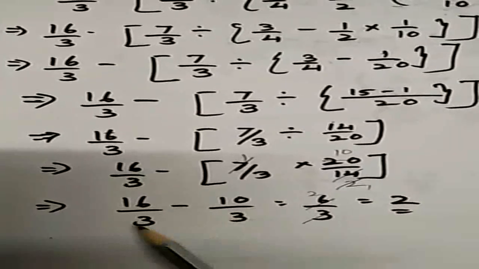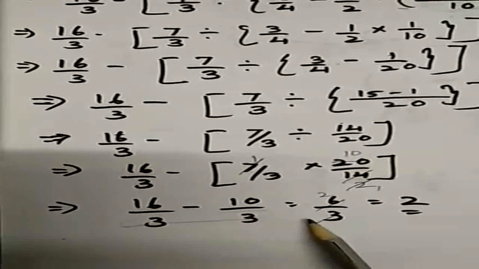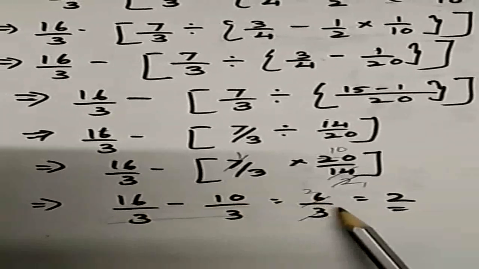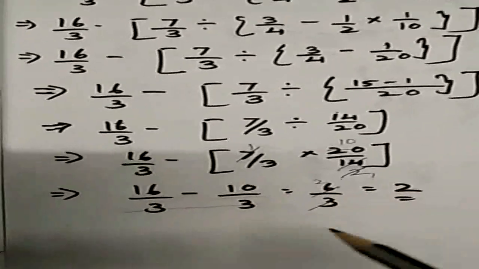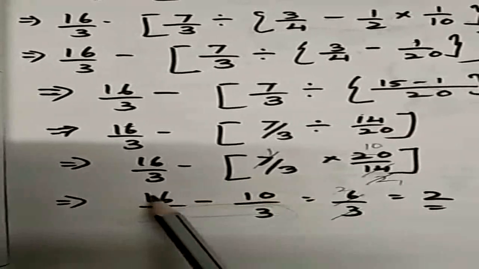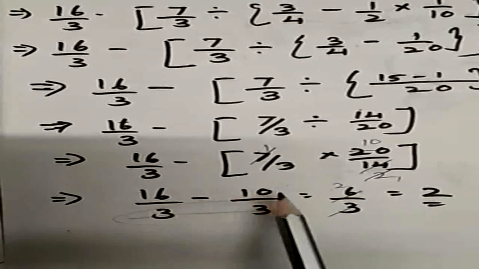Okay, then again minus, take the LCM as 3. Whenever the denominators are the same, take the LCM as 3. So 3 divided by 3 is 1. 1 into 16 minus 10 is 6. Straight away you can cut the answer and write it. Whenever the denominators are the same, straight away you plus or minus the numerators, right? So here minus is given, 16 minus 10 is 6. So 6 by 3, the answer is 2.